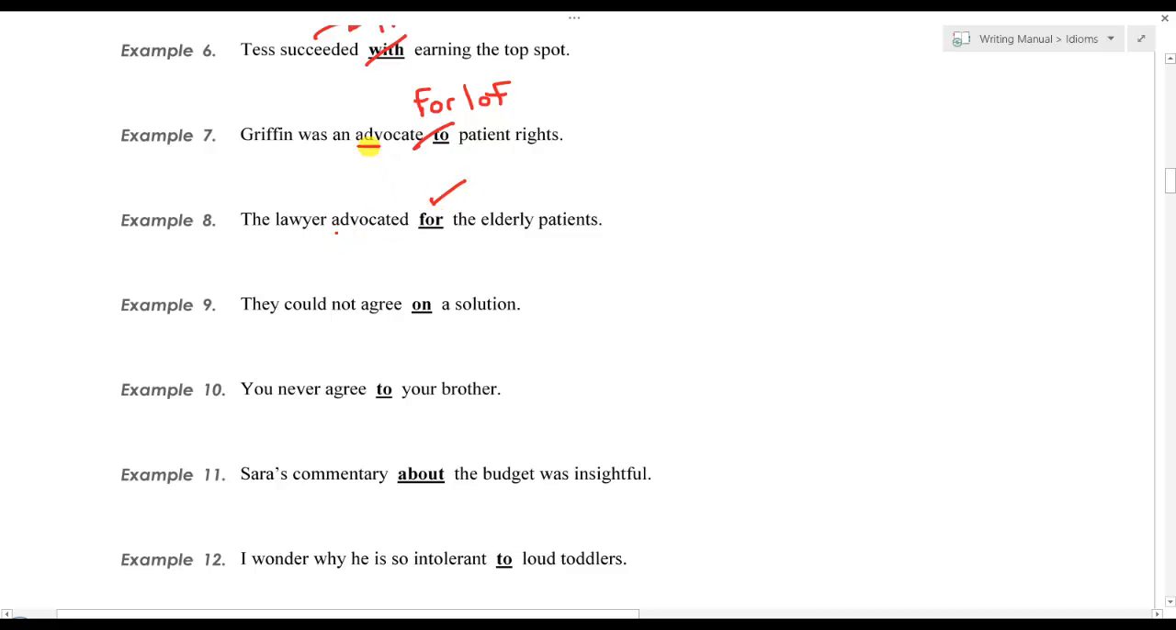Notice that advocate here is a noun. Advocate here is a verb. Noun and verb. If you're using advocate as a noun, the preposition can be either for or of. If you are using advocate as a verb, then the preposition needs to be for.